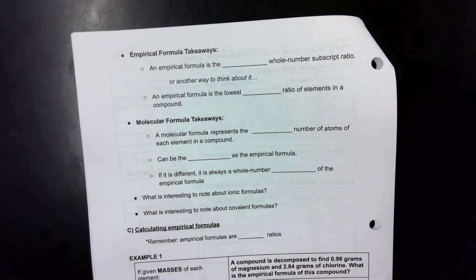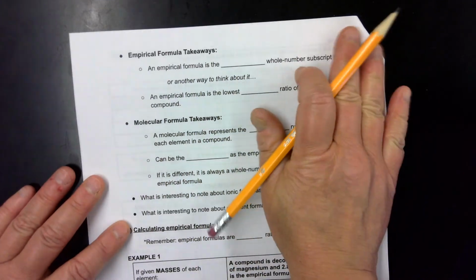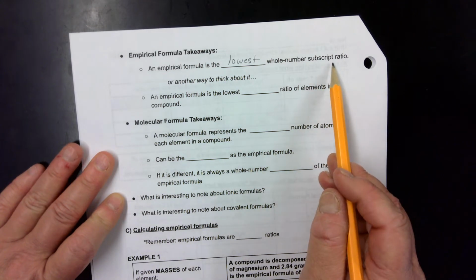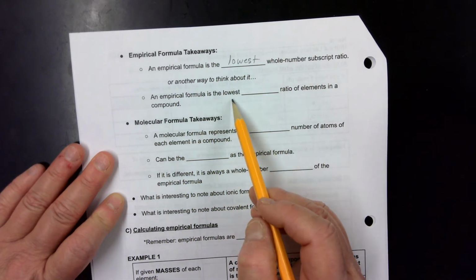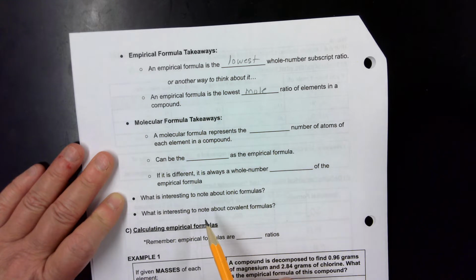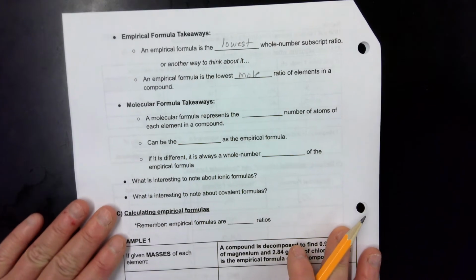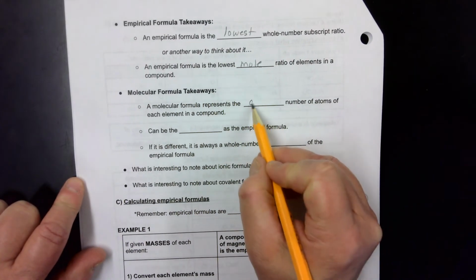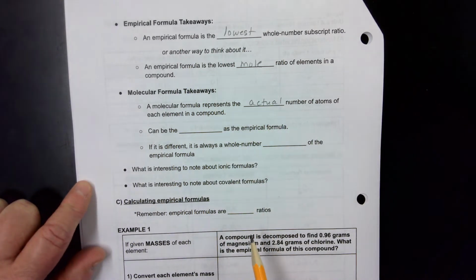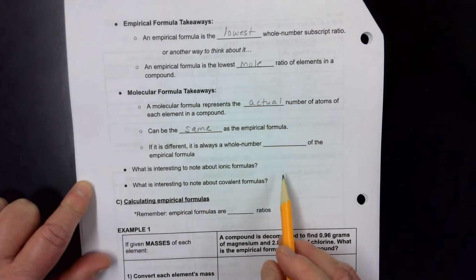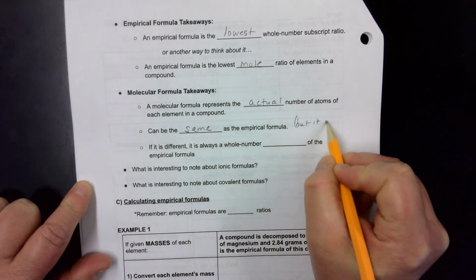So let's see what our takeaways are from having just done this exercise. I'm going to flip the page and go to the next page of notes. Okay, so our empirical formula takeaways is that an empirical formula is the lowest whole number subscript ratio. Another way to think about it is that an empirical formula is the lowest mole ratio of elements in a compound, since the subscripts represent a mole ratio. The molecular formula takeaways: this is the formula that represents the actual number of atoms of each element in a compound. And the molecular formula can be the same as the empirical formula, but it may not be.